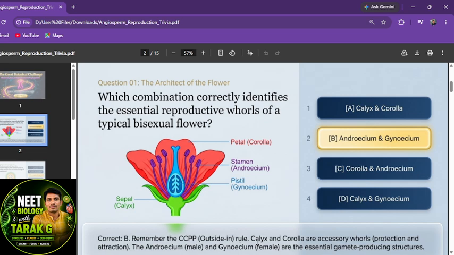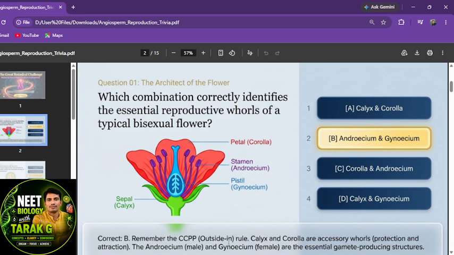Actually, these outer two parts, the calyx and corolla, are the accessory whorls, right? What are the main functions of those? The corolla attracts the insects. The calyx gives protection to the innermost layers, right? So here option A, calyx and corolla, are the non-essential organs. The second one, androecium and gynoecium, are involved in the reproduction, right? That's the reason the answer is B.